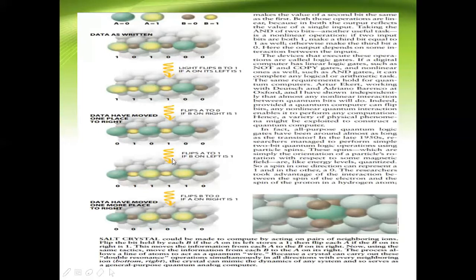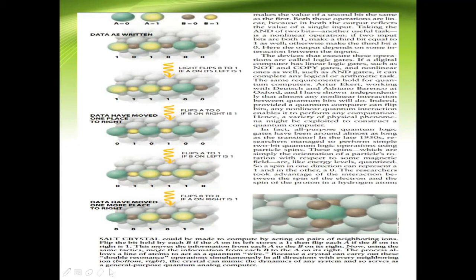And again when light is falling on it, it flips A to 1 if B on the left is 1. So again 0 1 1 1, the atom is flipped. 0 1 1 1 1 0. It flips B to 0 if A on the right is 1, and the data has moved one more place to the right compared to this, 0 0 1 0 1 0. So this is how the quantum mechanical computer is functioning like an ordinary computer, where 0 1 binary code is used.